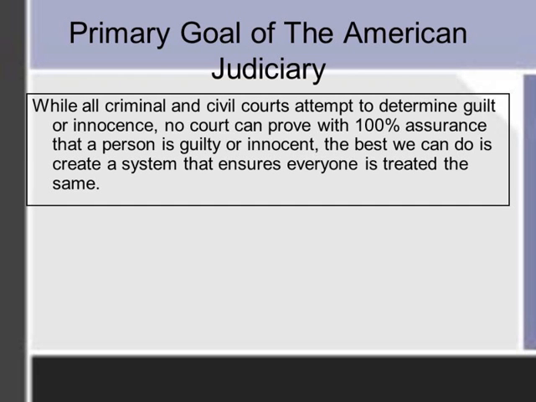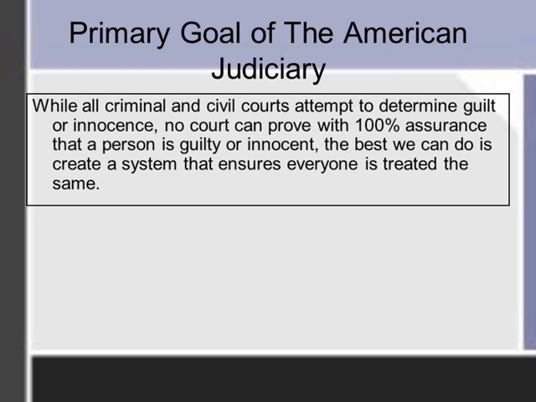A lot of people believe that the primary goal of our court system is to determine guilt or innocence. But the problem with that is any system that is based on human structure is going to be fallible. There's going to be opportunities for mistakes. So there's no way that a court system created by human beings can prove with 100% assurance in every situation that a person is guilty or innocent.